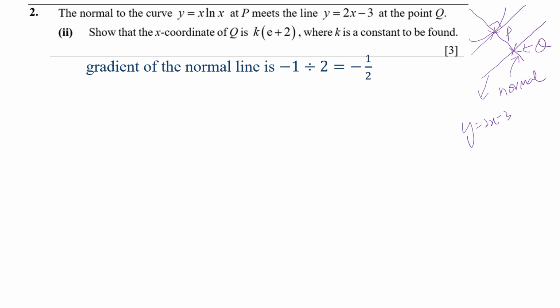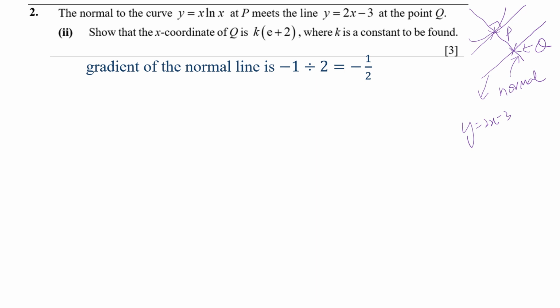Alright, so this is what it means. We need to find the equation of the normal line, and solve it simultaneously with y equals 2x minus 3 to find our point Q. Our point Q is the intersection point of the normal line and y equals 2x minus 3.